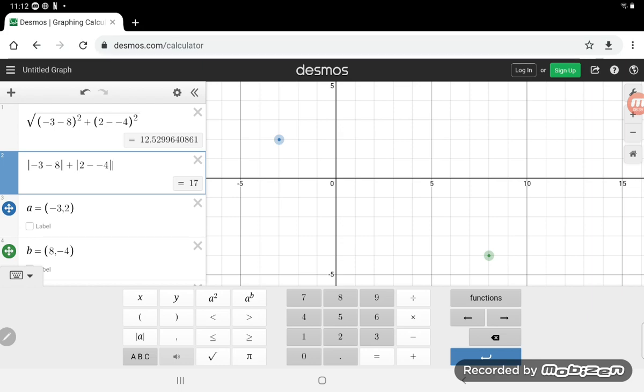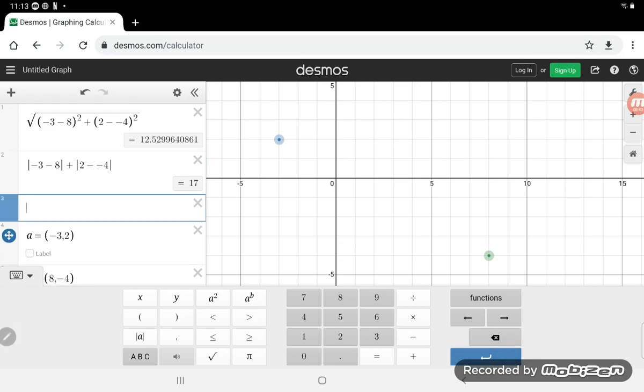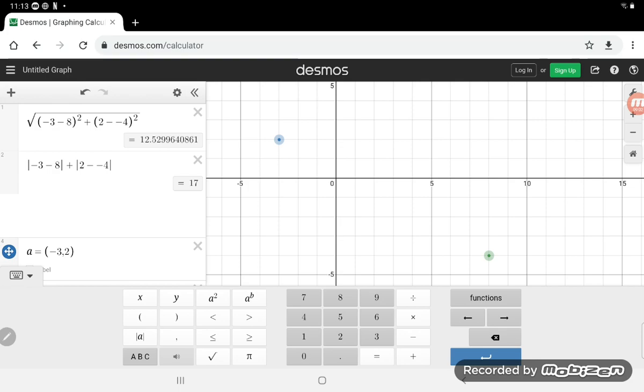Now, to get absolute value, let me do a new row. To get absolute value, I hit this A here with the absolute value signs around it, and it made one absolute value. Say I do a 1 minus 3, and then if I hit it again, I get the other absolute value. Okay, so that's how I did the absolute value. I checked that, and I get 17.